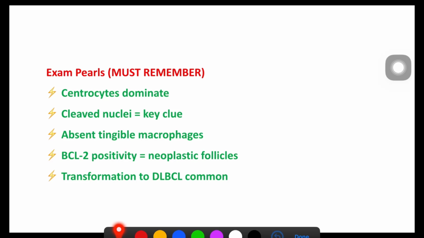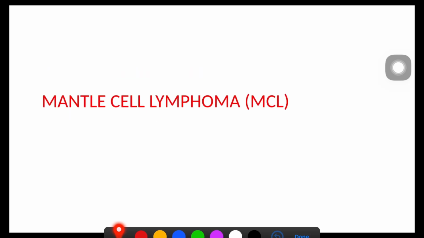So how will you remember? Centrocytic dominant, cleaved nuclei, absent tingible body macrophages, BCL2 positivity in neoplastic follicles, and transformation to DLBCL is common. So this is follicular lymphoma grade 1. Now let's see mantle cell lymphoma.